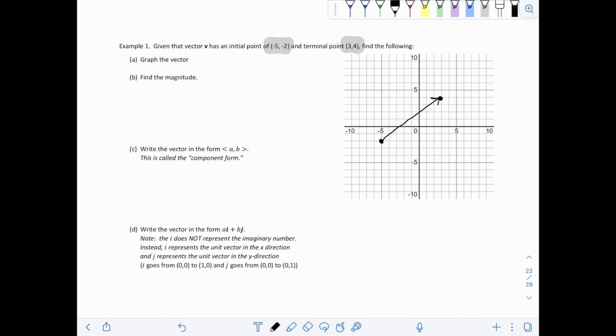Find the magnitude. So in order to find the magnitude, we need to see the change of x and the change of y. So the change of x is like what we're doing is really trying to draw a triangle around here.